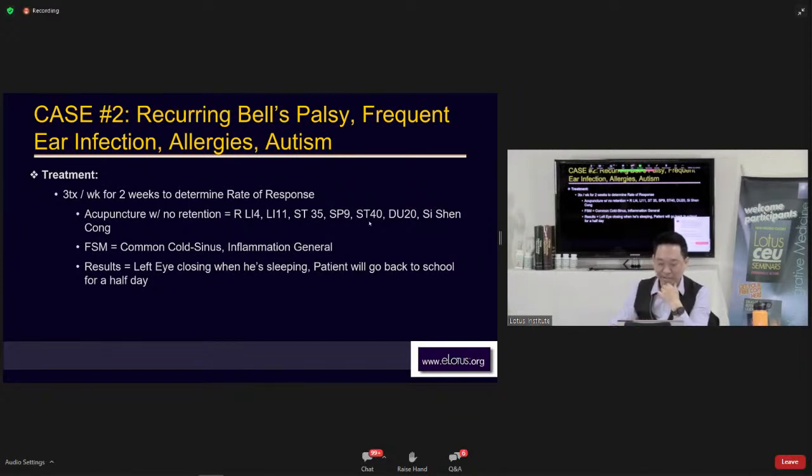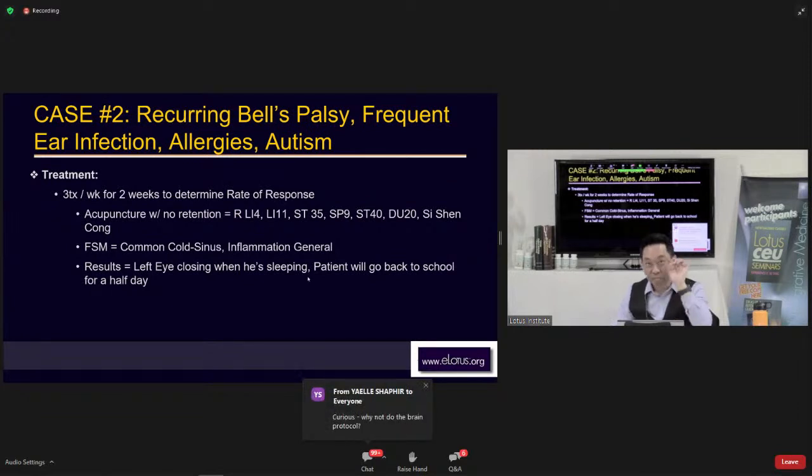And the results: the left eye started closing when he's sleeping, and the patient was able to go back to school for half a day. This was after 6 treatments. Okay, 6 treatments of the FSM and maybe 2 or 3 acupuncture, just inserted and removed.